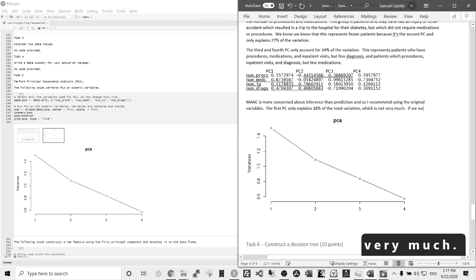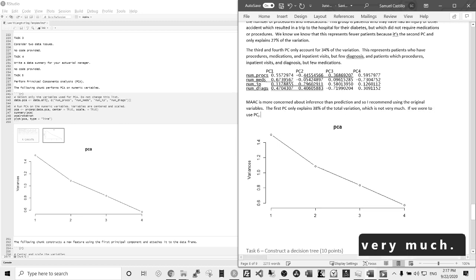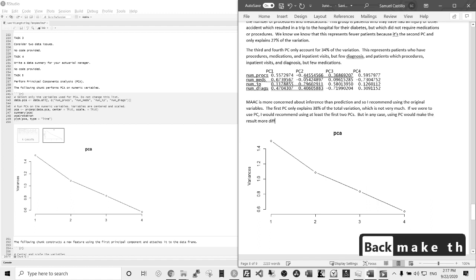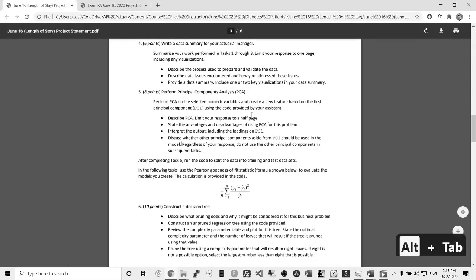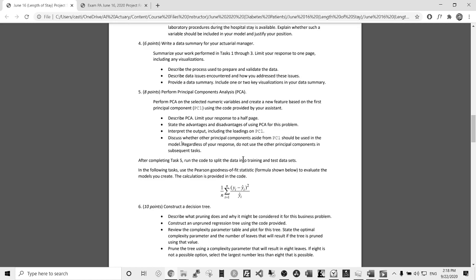If we were to use PC, I would recommend using at least the first two PCs. But in any case, using PC would make the result more difficult to explain to hospital staff. And then they say, after completing task 5, run the code to split the data into training and test sets.